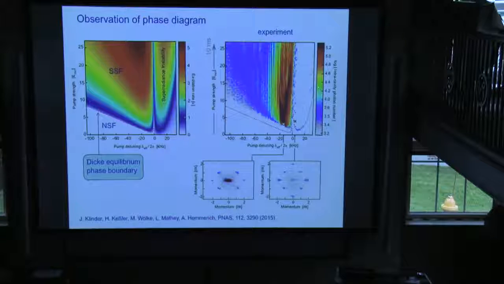Now the colors are fairly similar, but I'm plotting here something else. This is the intracavity photon number that you see. This is our Dicke equilibrium phase boundary here, and this is measured in a way that the pump strength is ramped up linearly in time in 10 milliseconds. So what you see here is typically, as the pump strength is increased, you cross the Dicke equilibrium phase boundary, you go further in, and then it happens a little later than you would expect if this was equilibrium physics.